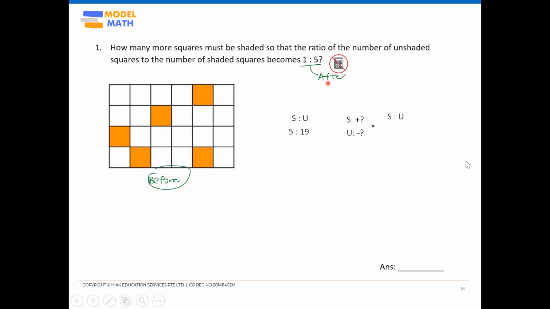After that, I want my ratio to be 1:5. Be careful: unshaded to shaded. Unshaded is 1, shaded is 5. Make sure you put the numbers accordingly under the right headings.